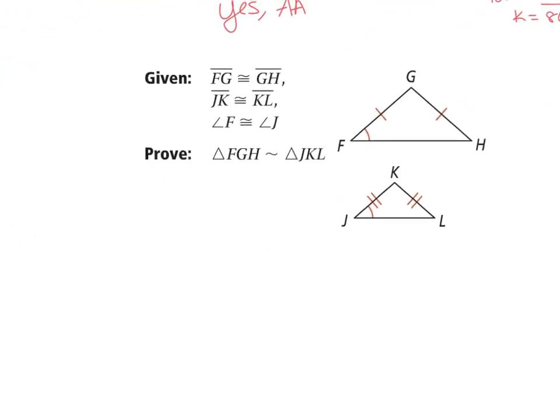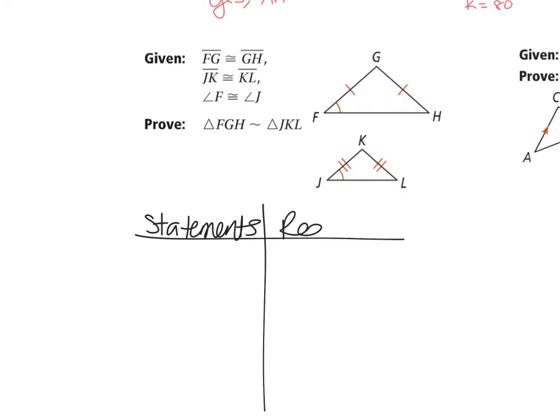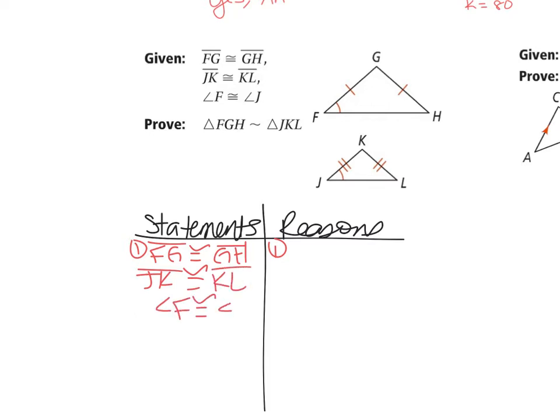Okay, now we get to do some lovely proof. This one's a little tricky, but that's okay. We'll go over it. And if at any time you get really confused, try to rewind the video and go back and rewatch it. So we've got our statements and reasons. And then we have our given, which they give us three things. So FG is congruent to GH. And then JK is congruent to KL. And angle F is congruent to angle J. The reason is given.